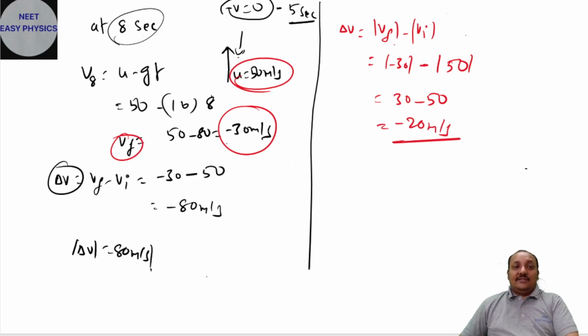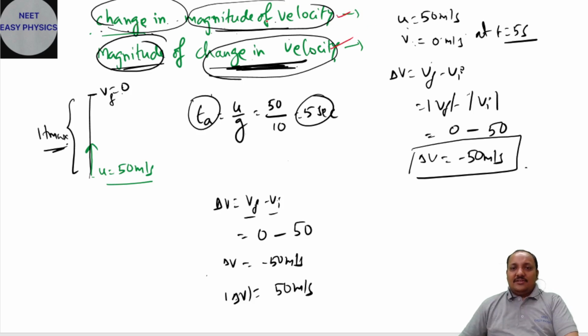So like this, they're going to ask, either in case of a freely falling body or a vertically projected body. If you understand the concept, you know how to apply it. Change in magnitude of velocity means first we have to take magnitudes. Magnitude of change in velocity means first we have to find the change in velocity, later we have to calculate the magnitude of that. Understood? So like this they will ask. So try to practice. Definitely you are going to get it.